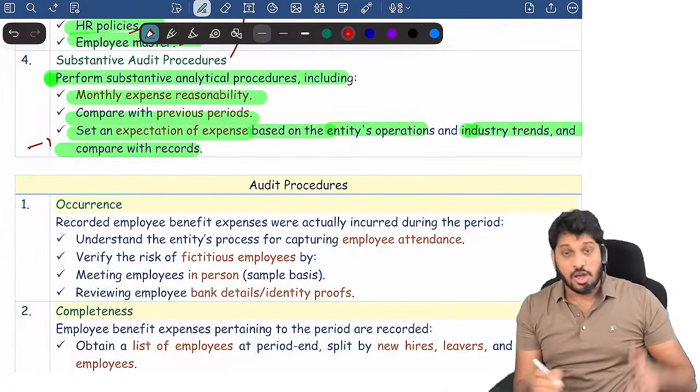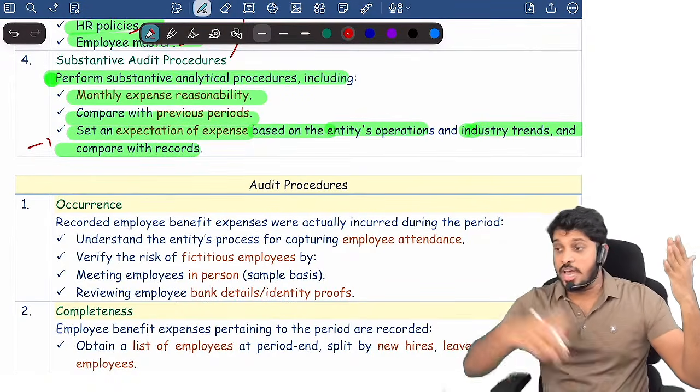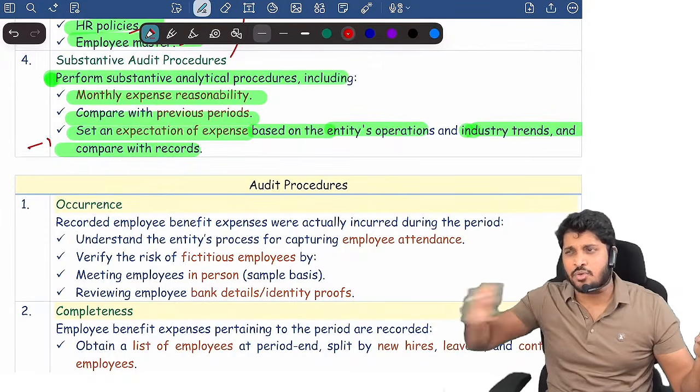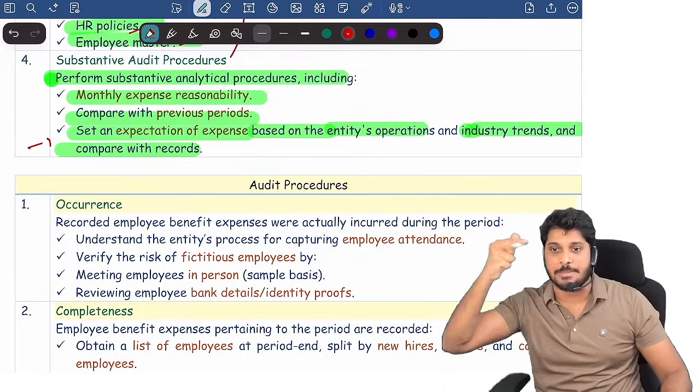Sir, last year the company had 1,000 employees throughout the year on average, and company turnover was 10 crore. Now the company has 2,000 employees. Why is the company turnover only 15 crore? Why does the company turnover not double? We need to ask for the reason. This is the impact of analytical procedure.